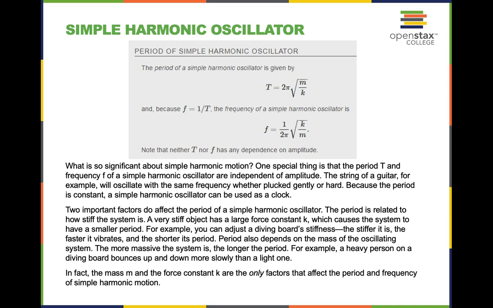The period also depends on the mass of the oscillating system. The more massive the system is, the longer the period. For example, a heavy person on a diving board bounces up and down more slowly than a light one. In fact, the mass m and the force constant k are the only factors that affect the period and frequency of simple harmonic motion. So it's really just these two factors, because 2 pi is a constant.